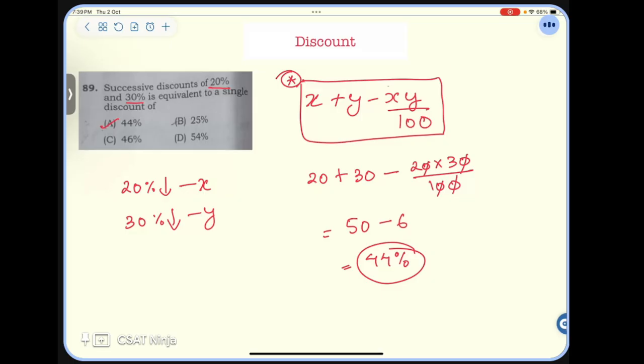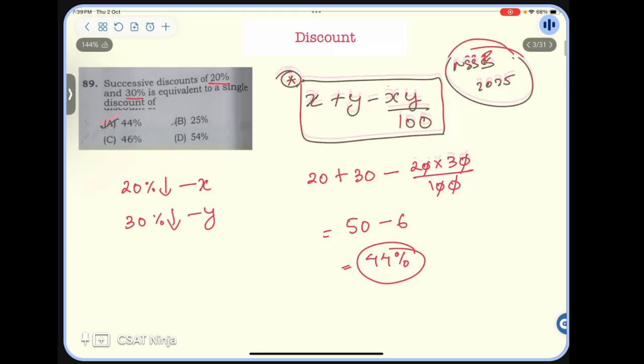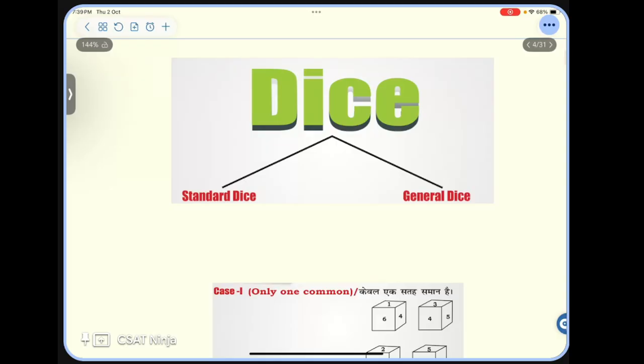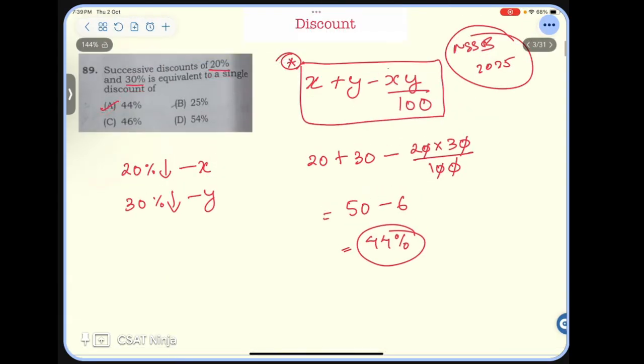This was asked in the NSSB 2025 technical question paper. Are we clear with this? Please be responsive, give a thumbs up, and we can move on. So that's the first concept, and the next concept is dice. Whenever there is a discount kind of question, always use this formula.